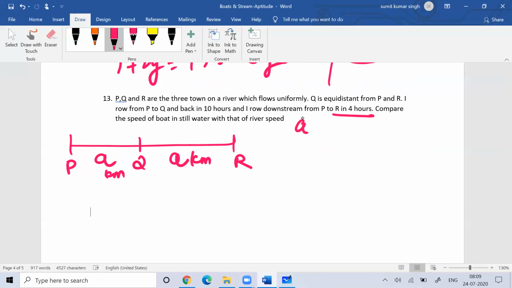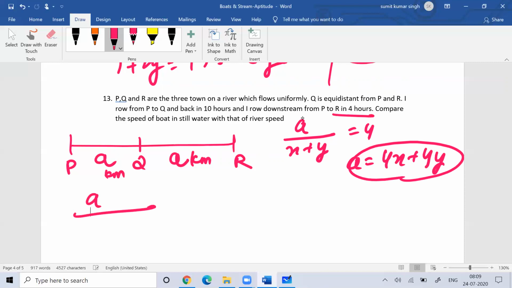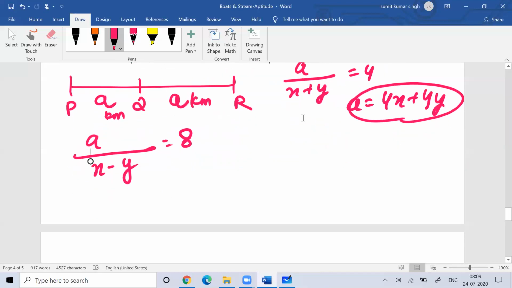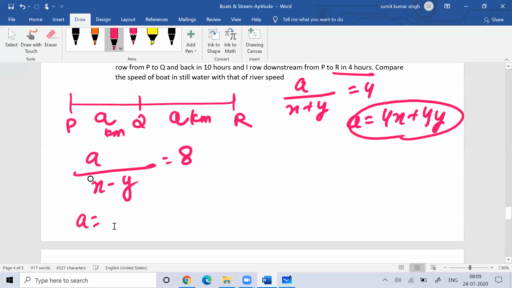So you know that a by x plus y is equal to 4 hours. So I can write a equal to 4x plus 4y. Okay. Similarly, a by x minus y, I got as 8 hours. Manually we did, no? Two times downstream is 4 hours, the total upstream plus downstream is 10 hours, and upstream is 8 hours. So I can write a is equal to 8 into x minus y.